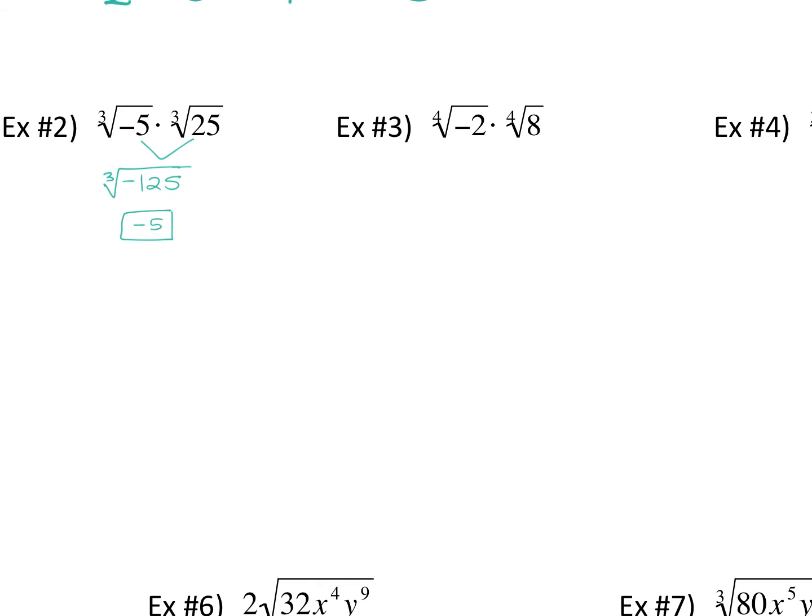Example 3 here, okay? The fourth root of -2 times the fourth root of 8. What do you get when you simplify that? Fourth root of -16, okay? Try that in your calculator. So this will be 4 math 5 and then -16. No solution, okay? There is no real solution when you take the fourth root of a negative, okay?